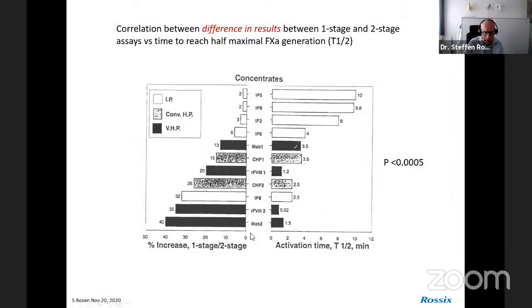And they illustrated this very nicely in a slide which shows the percent difference between the 1 stage and 2 stage, and correlated that versus the time required to reach half the maximal 10A generation in their study. And you can see that the longer this time was, the less difference there was between the 1 and 2 stage assays. But with the short time to reach half of 10A generation maximal value, you had a significant difference, 35–40% higher with the 1 stage. So this was an interesting illustration.